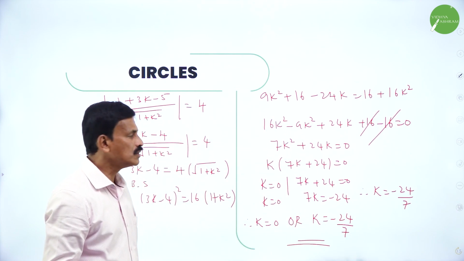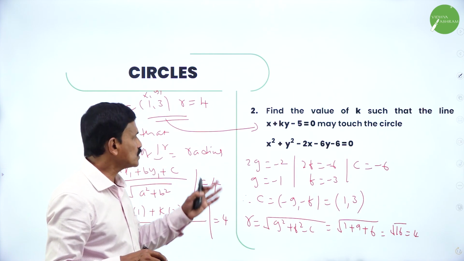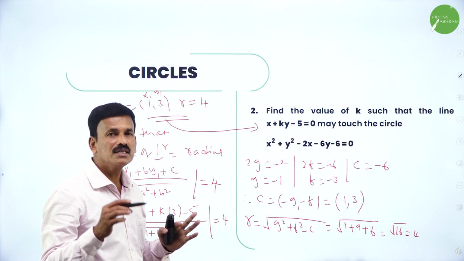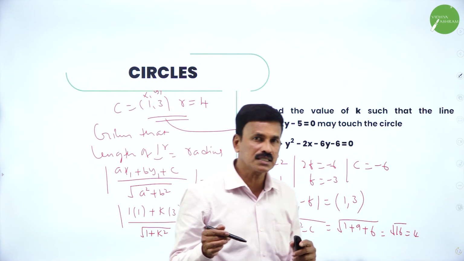That's it. Hope you followed. So, just very simple. How to find the value of k? What is the given condition? The given line touches the circle. Whenever the line touches the circle, that means it is the tangent.